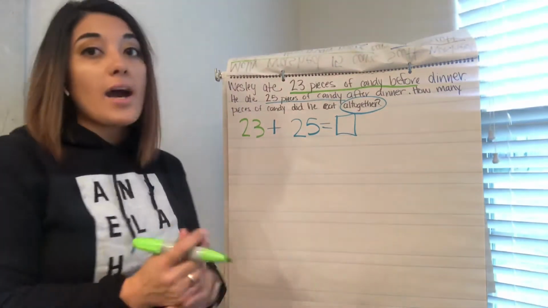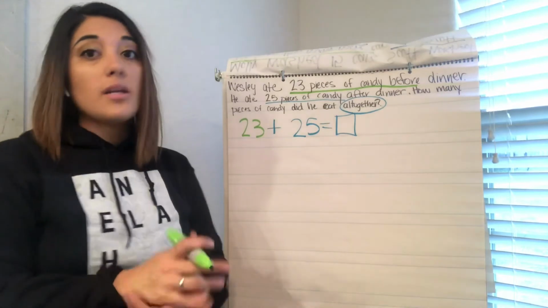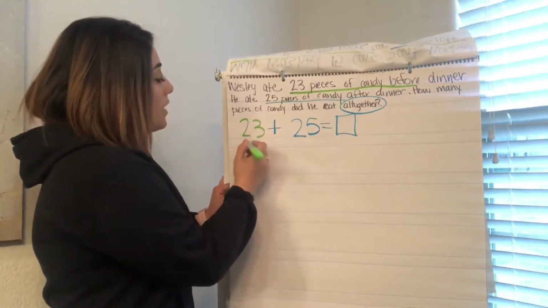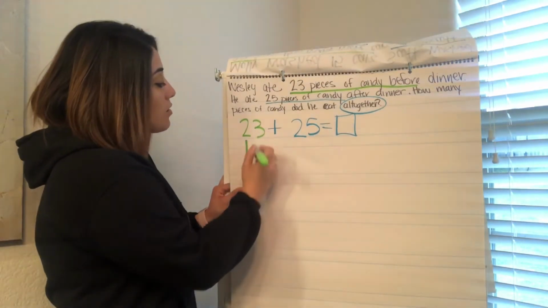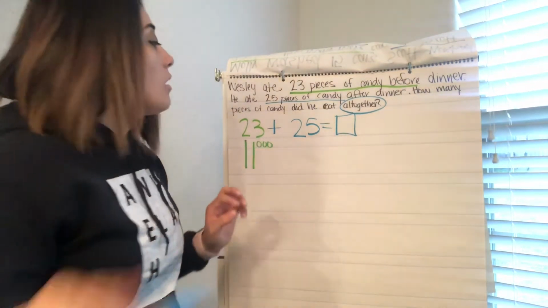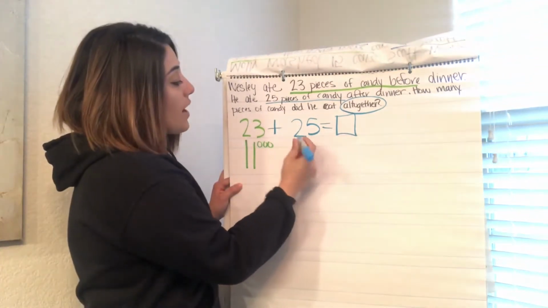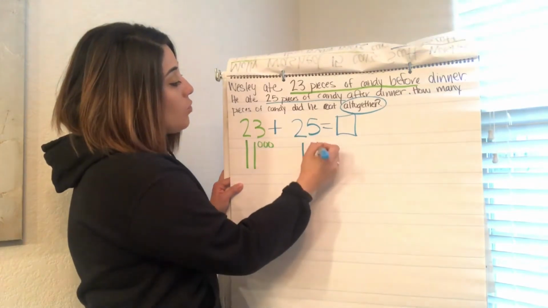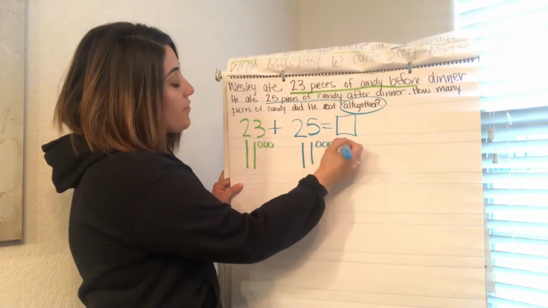So let's look at what we've been looking at for direct modeling. Let's look at that strategy first. So if you look here, we have 23, so 10, 20, 1, 2, 3, and 25. 10, 20, 1, 2, 3, 4, 5.